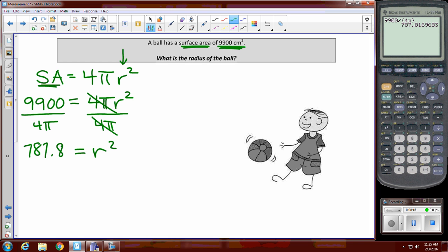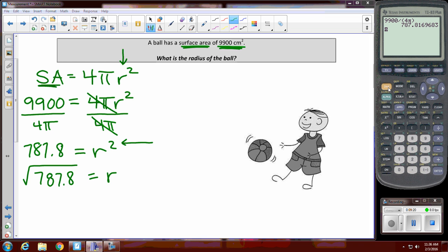Now, a lot of people will stop here and say, hey, this ball has a radius of roughly 787 centimeters. Now, that's a ball that's almost 8 meters in radius. That is a huge ball. There's something that we're missing here. And just like when we looked at Pythagoras, this radius is squared. So we need to know how to do the opposite of squaring something. In order to do that, we just take the square root of our final answer.